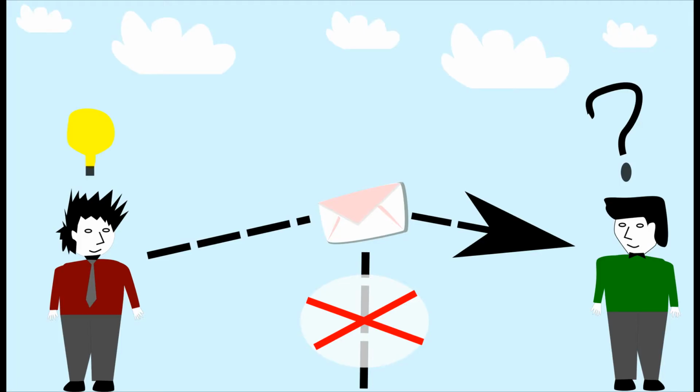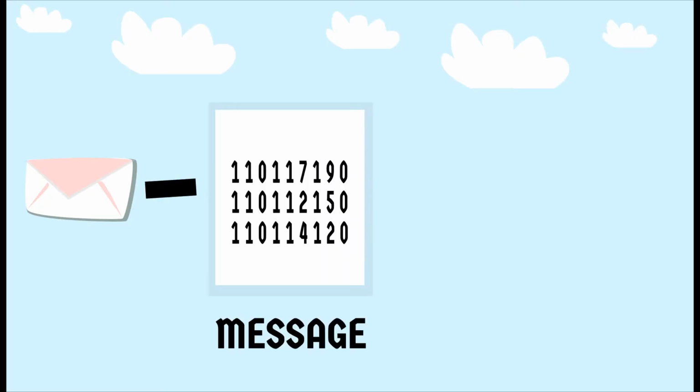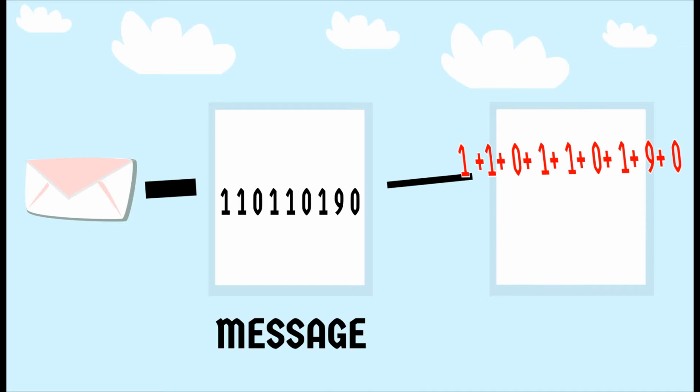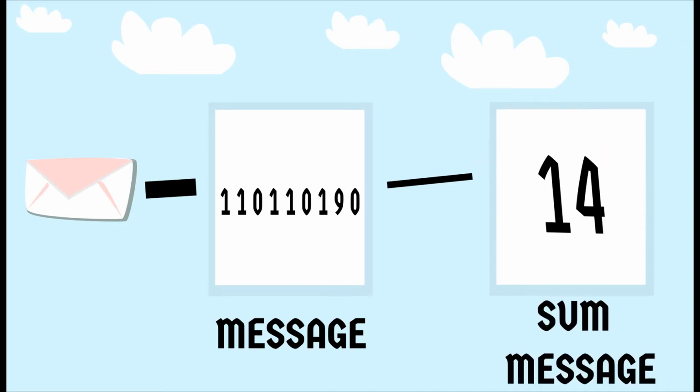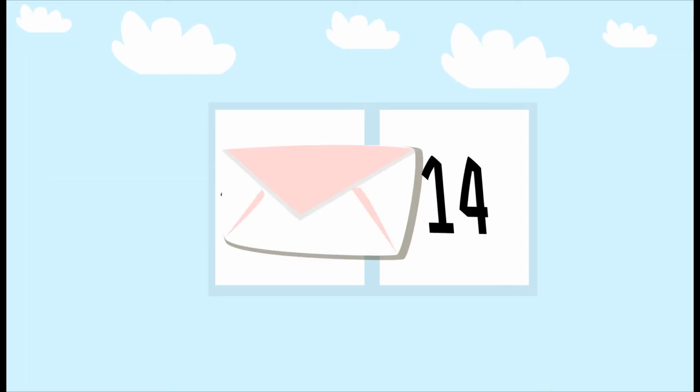So Henry comes up with a trick. Henry's message contains only numbers. So what he does is, he takes the original message, calculates the sum of all the numbers in his original message, and then he creates another message which contains the sum information of the first message. Now Henry packs both these messages in an envelope and sends it to Adam.